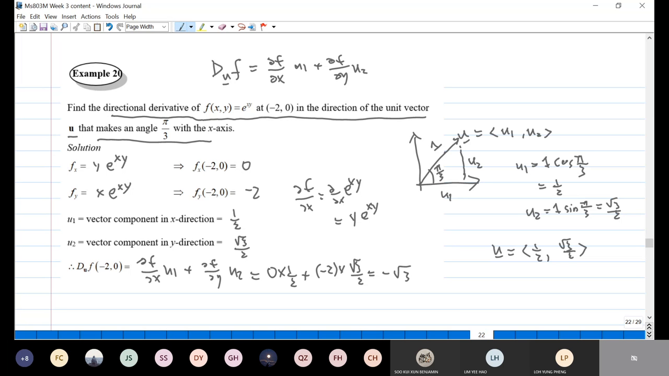So this is the rate of change in the direction. What does it mean? This is negative, no? That means the value is actually going downhill. You move along the direction, actually downhill, right? Going down, because the rate of change is negative. It's going downhill, decreasing.